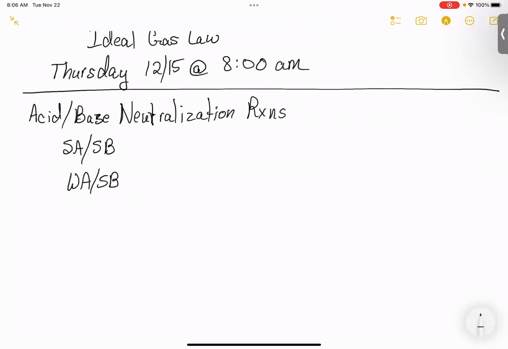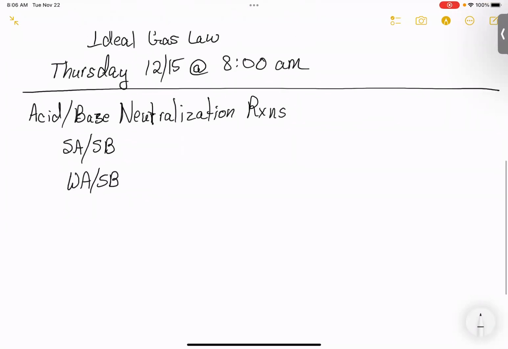Once we cover those two types of acid-base neutralization reactions, then we're going to move on to redox reactions. And my goal is to start the redox reactions with your laboratory materials, doing one or two examples for you, and then I will move on to doing some other types of examples as well. So that's the plan for today.